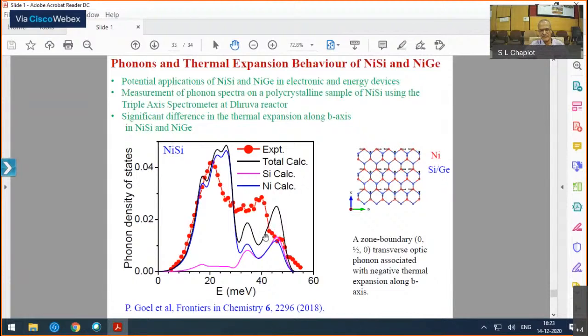It's not perfectly matching with the measurements at the high energy region, but in the low energy part, the first peak matches very well. Now this could be because there is no proper integration of the wave vectors or something, but overall one gets a decent feel of the spectrum. And then this very same calculation was also used for understanding some anomalous thermal expansion in these materials.